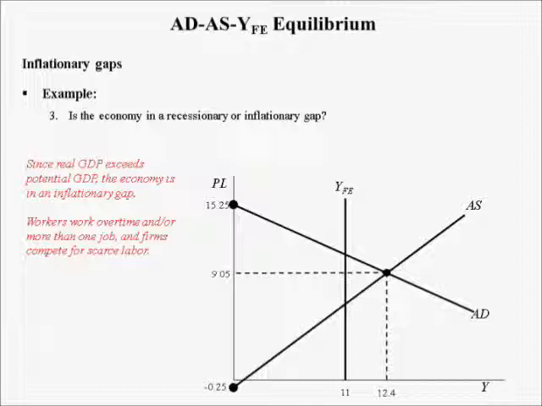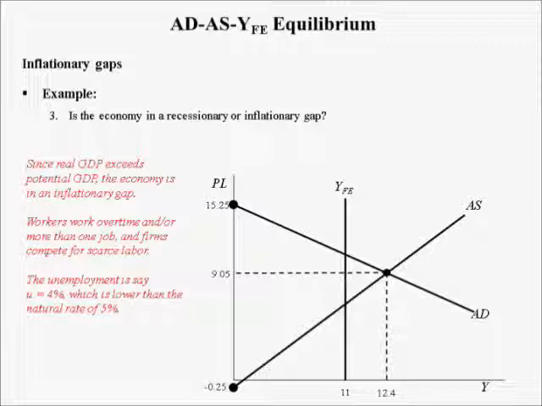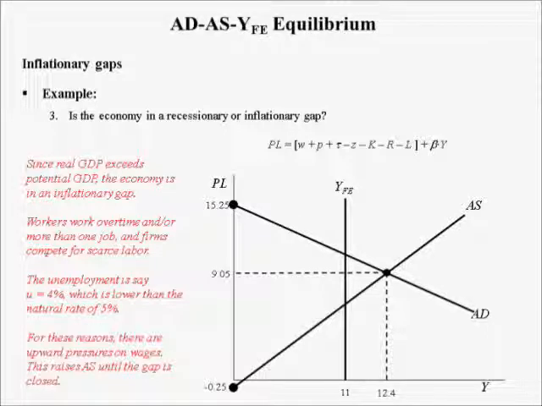Also, maybe firms want to avoid paying overtime wages, so they're trying to recruit workers. General Motors is trying to recruit workers from maybe Ford or Toyota, and they say, if you come work for us, we'll give you higher wages and better benefits. Either way, wages go up, right? So the unemployment rate is, say, 4%, which is lower than the 5%. For these reasons, there are upward pressures on wages.